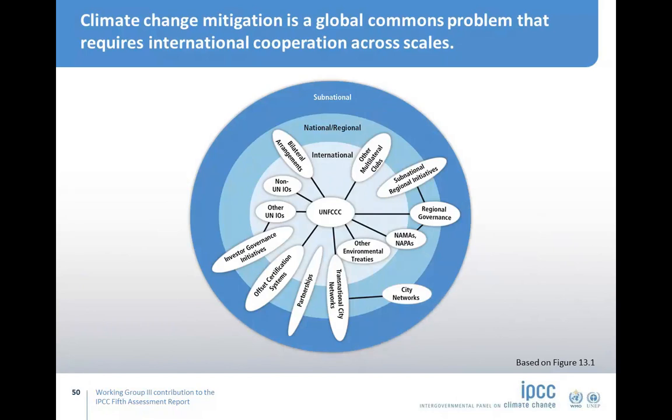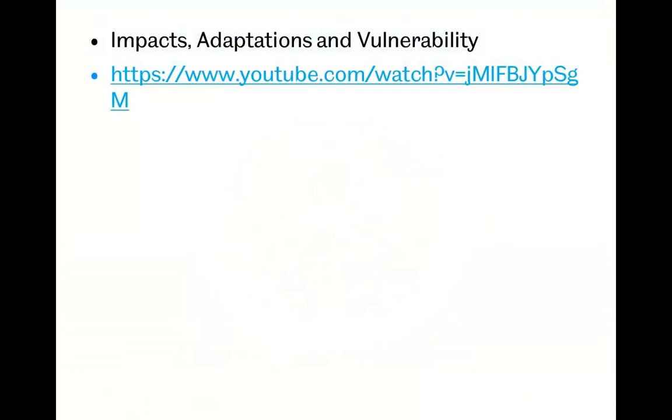Climate change mitigation is a global commons problem that requires international cooperation across scales. So it's just repeating that message. It requires governments of the world to work together. Now we're going to watch a 10-minute video just looking at some of the mitigation principles.